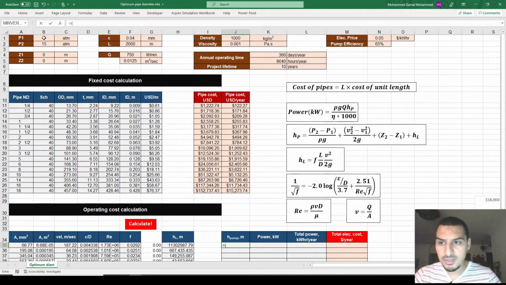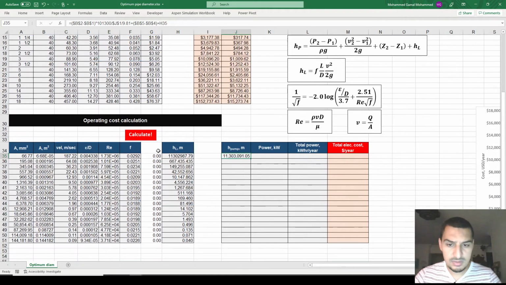The pressure term is P2 minus P1. This is in atmospheres, so I have to multiply it by 1.013 times 10 power 5 to make it in Pascal, and then divide it by the density times 9.81. I forgot to click F4 here and here. So this is the first term. The velocity term is not going to be included, plus Z2 F4 minus Z1 F4 plus the head losses.